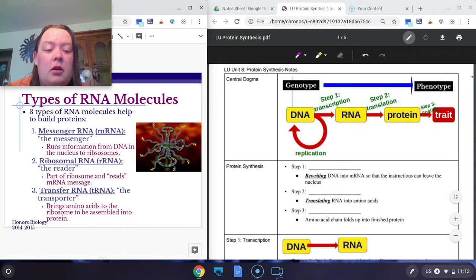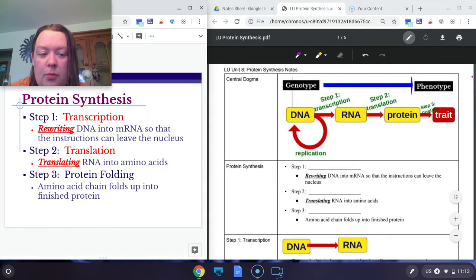The second type of RNA is ribosomal RNA, and it helps build the ribosome. And it reads the mRNA message. So rRNA or ribosomal RNA helps make the ribosome, and it reads the mRNA. And the third type of RNA is transfer RNA or tRNA. And tRNA are going to bring in amino acids to help build the protein. So we're going to look at how all of this works a little bit more in depth.